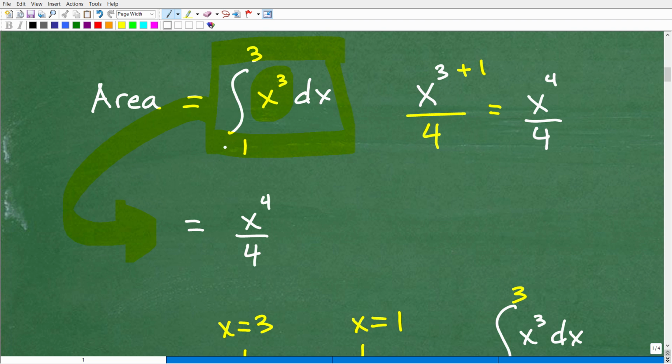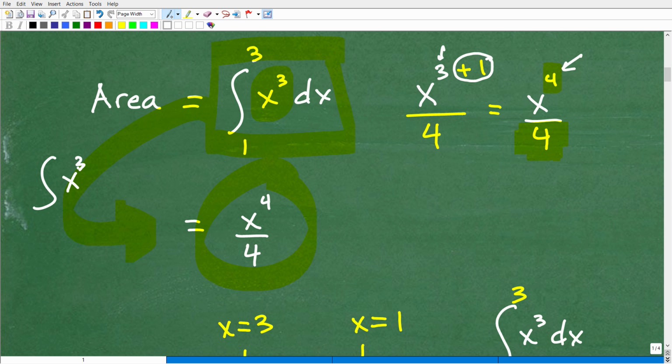To do this basic integral, not counting these numbers right here, I have to do something with this exponent. The rule is, all we're going to do is add 1 to that little exponent. So of course that's 3 plus 1, which is 4, and then whatever the answer is, I'm going to divide by that answer, which of course is 4. So that's how we get to this step.